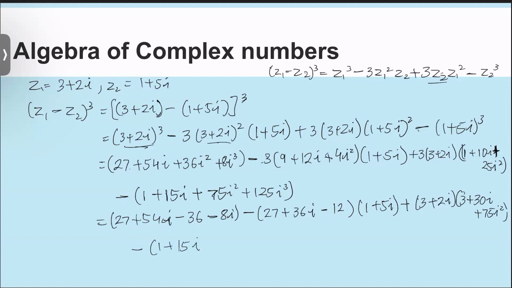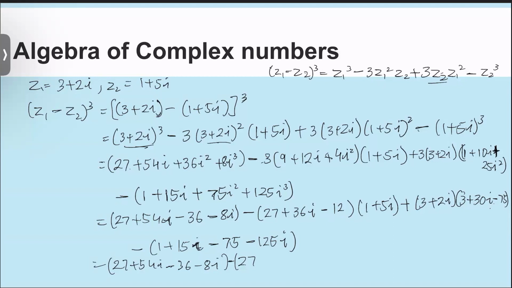And you can directly write this as minus 75, since we have i squared over here. Okay, and then you can go with plus 75. So it will be minus 75. Okay, and we have minus 125i. Okay, so this is what you get. Then again simplify further. 27 plus 54i minus 36 minus 8i. Then you have minus 27.